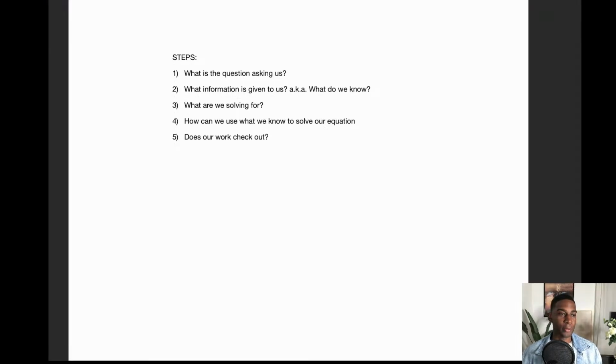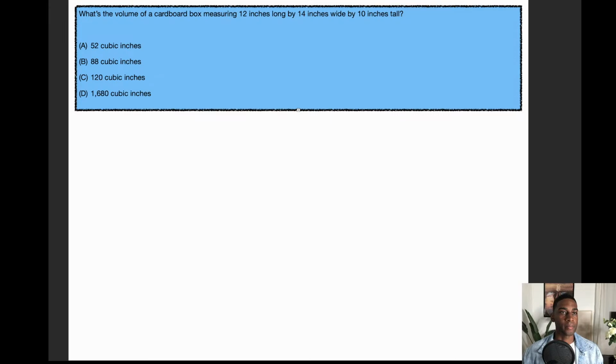So here we go. Let's jump into our first question. What is the volume of a cardboard box measuring 12 inches long by 14 inches wide by 10 inches tall? I'm going to give y'all like 30 seconds to get a quick head start. How would you solve this?